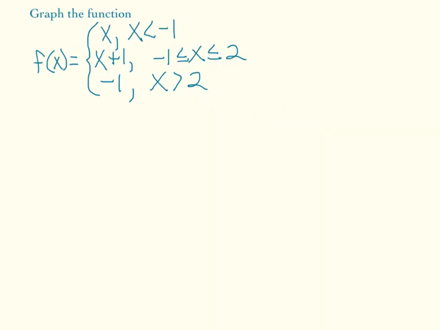Okay, here's another example to try. This time we're going to graph the function f of x equals x for all x less than negative 1, x plus 1 for all x between negative 1 and 2 inclusive, and negative 1 for all x greater than 2. So this function will have three pieces that we're going to graph. And when you do that, it will look like this.